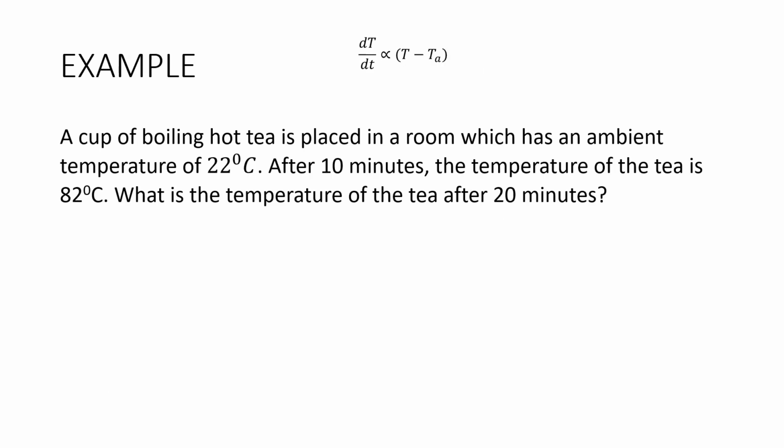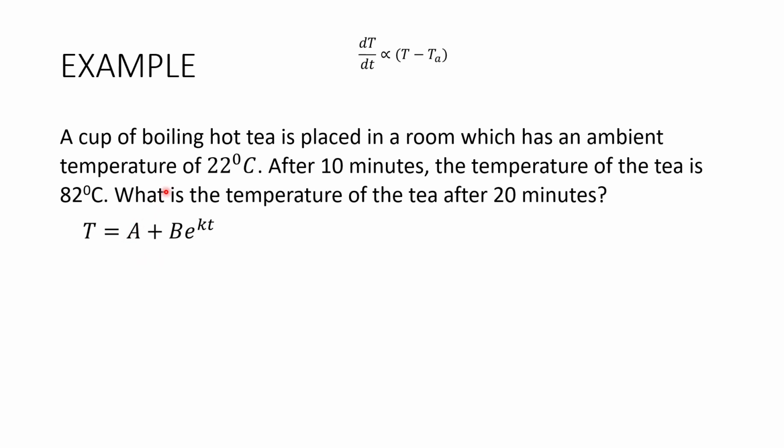Here's an example. A cup of boiling hot tea is placed in a room which has an ambient temperature of 22 degrees. After 10 minutes, the temperature of the tea is 82 degrees. What is the temperature of the tea after 20 minutes? Now we could start here with the differential equation and then solve it, and we would end up with this solution. Or, if you recognize this as an example of Newton's law of cooling, you can start here. But just like before, you will have to have memorized this equation. It is not given for you on your reference sheet. I'm going to start here.